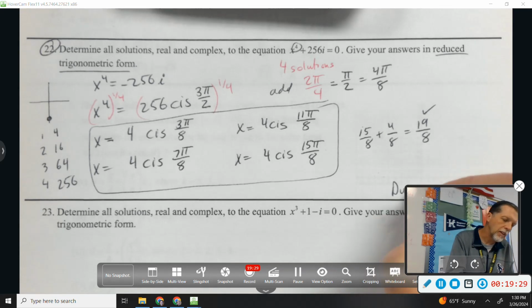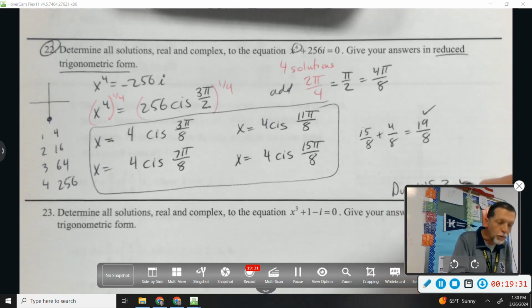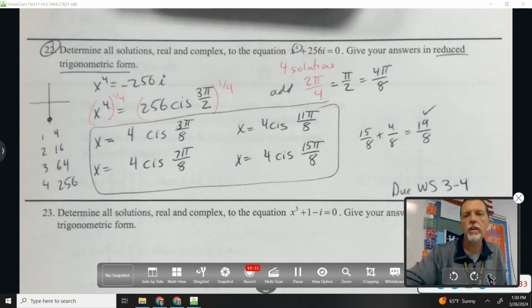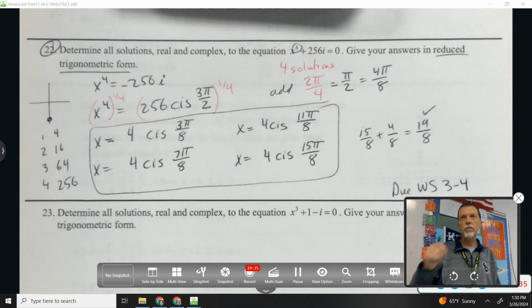Reminder, the only 2 things that are due are worksheet 3 and 4. Because 2 I already have, and 1's too long ago, and 5 is optional.